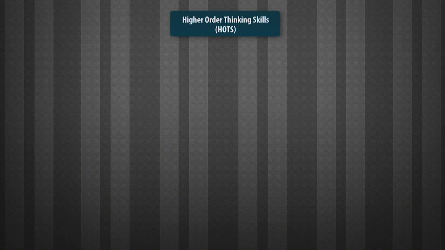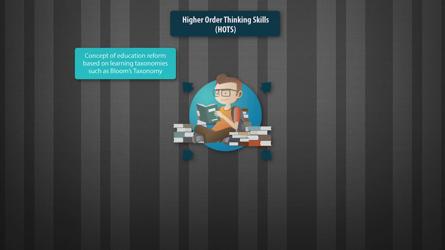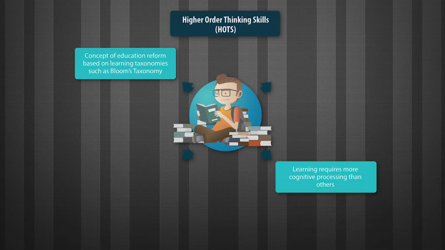Higher order thinking, known as higher order thinking skills, HOTS, is a concept of education reform based on learning taxonomies such as Bloom's taxonomy. The idea is that some types of learning require more cognitive processing than others, but also have more generalized benefits. In Bloom's taxonomy, for example, skills involving analyzing, evaluating, and creating new knowledge are thought to be of higher order and requiring different learning and teaching methods than the learning of facts and concepts.